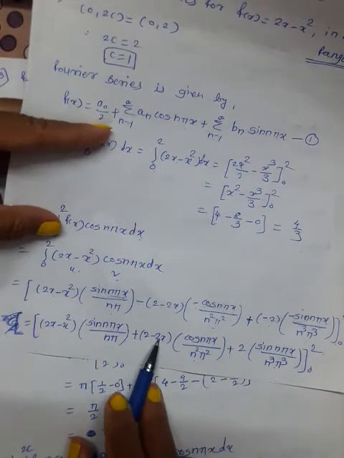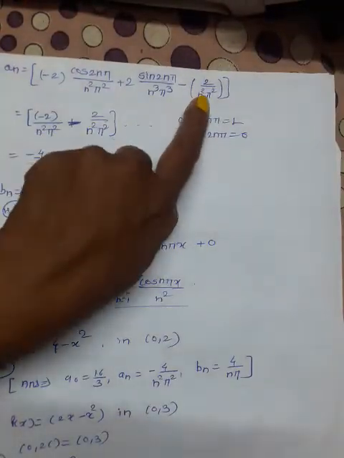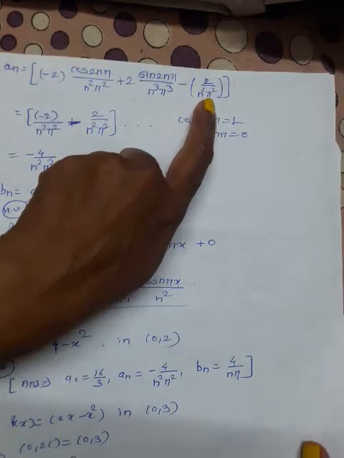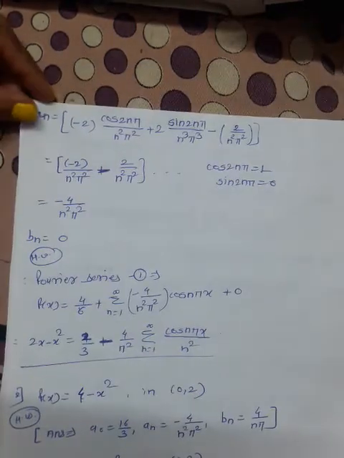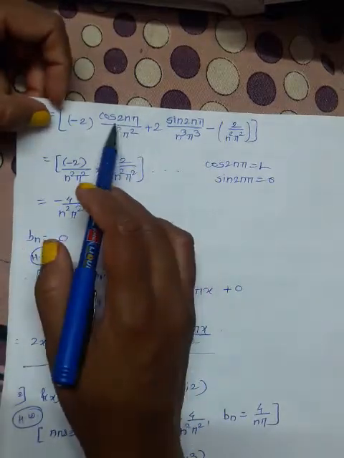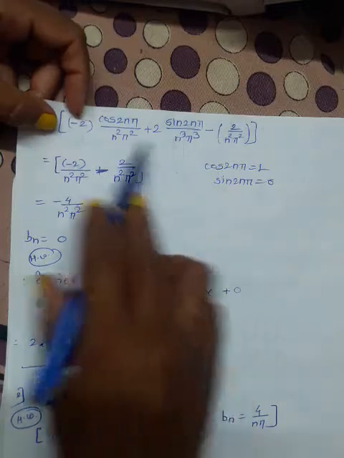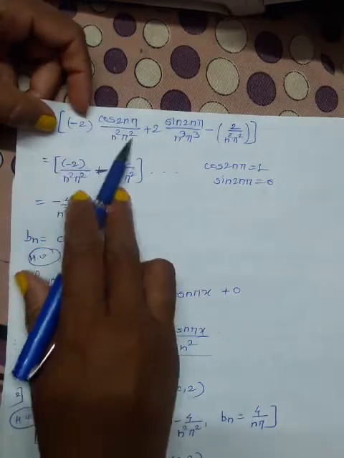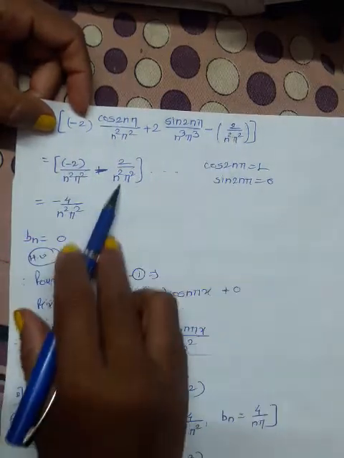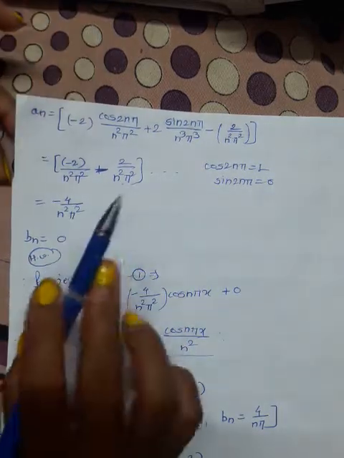Again cos 0 is 1, this is 0, 2 upon n square pi square, this is a minus of the lower limit minus. Okay, the square bracket is complete for a_n. Now cos of 2n pi is 1, sin 2n pi is 0. This is minus 2 upon n square pi square, and this is minus 2 upon n square pi square. Both the terms are the same, so minus 4 upon n square pi square.